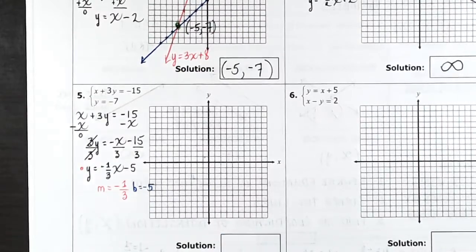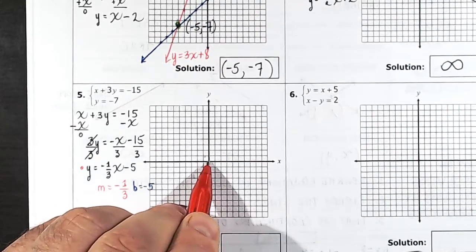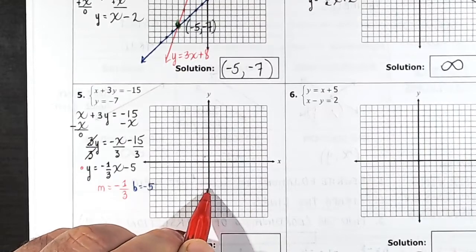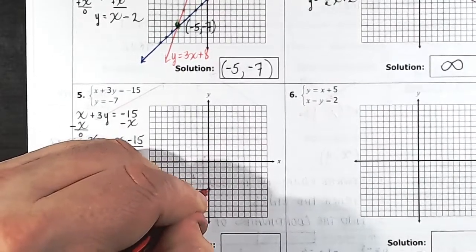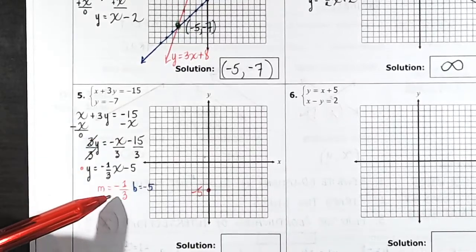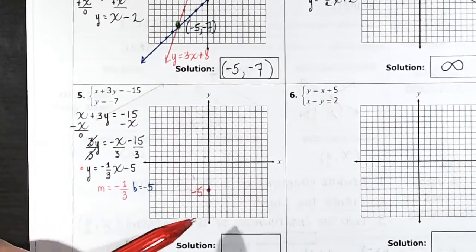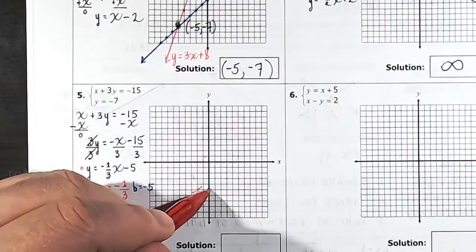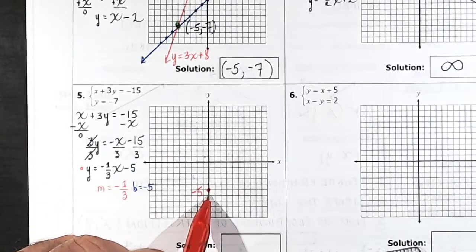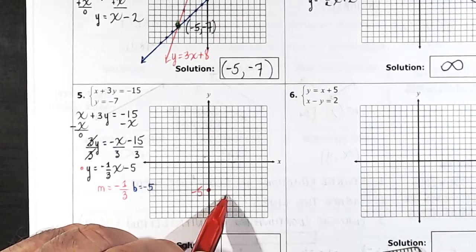I'm going to do this equation in red. On the y-axis, we start at the origin. Go down 1, down 2, down 3, down 4, down 5. Put a dot right there. Okay, we'll call that negative 5. And now I'm going to be following this slope of down 1 over 3. So fall 1, run 3 to the right. So starting at my y-intercept, I'll go down 1 and then right 3. 1, 2, 3. Put a dot right there.